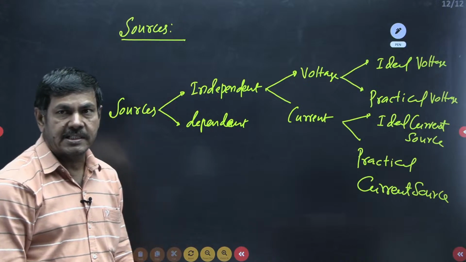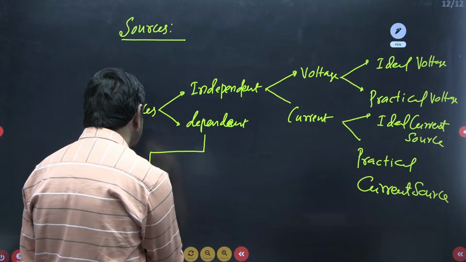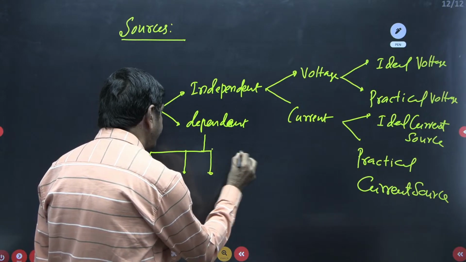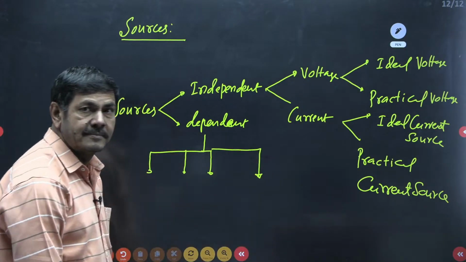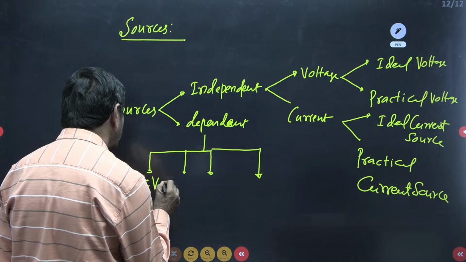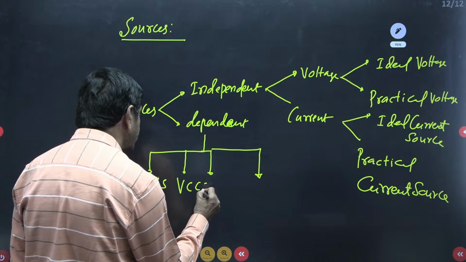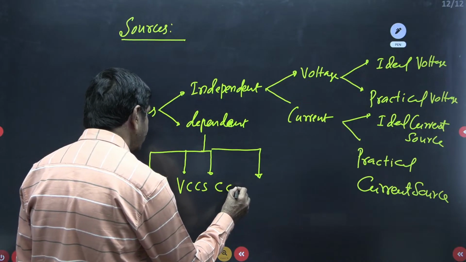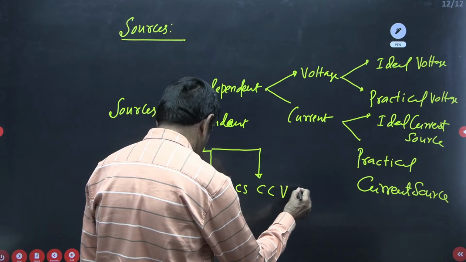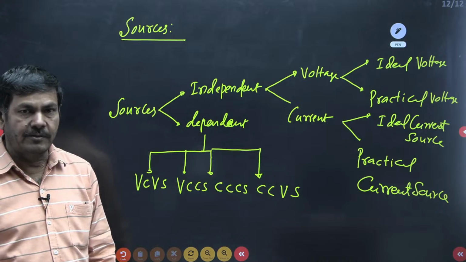What about the dependent sources now? Dependent sources are divided like this. It contains models like this. One is said to be voltage controlled voltage source. Second one we can say voltage controlled current source. Next one current controlled current source. Next one current controlled voltage source. Like that we can define. But I will explain each and every one, so you can understand clearly.